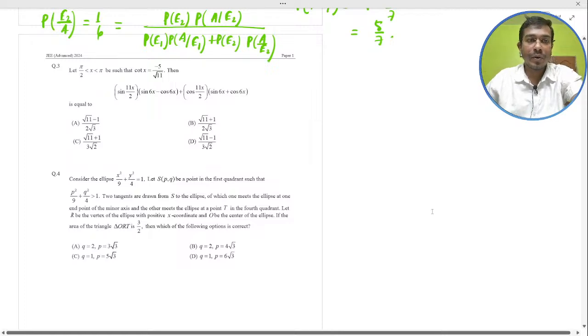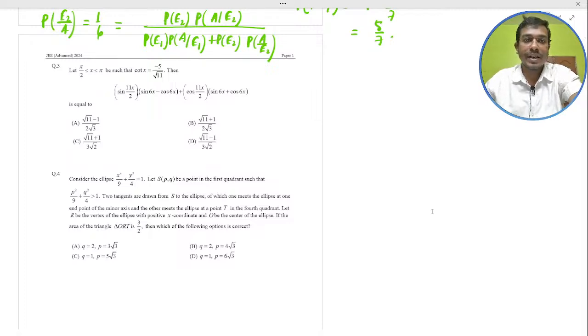Let pi by 2 less than x less than pi be such that cot x is minus 5 by root 11. Then you have to find sin 11x by 2 into (sin 6x minus cos 6x) plus cos 11x by 2 into (sin 6x plus cos 6x) is equal to what? Simple, tricky question. Okay. Solve yourself and give me the answers.